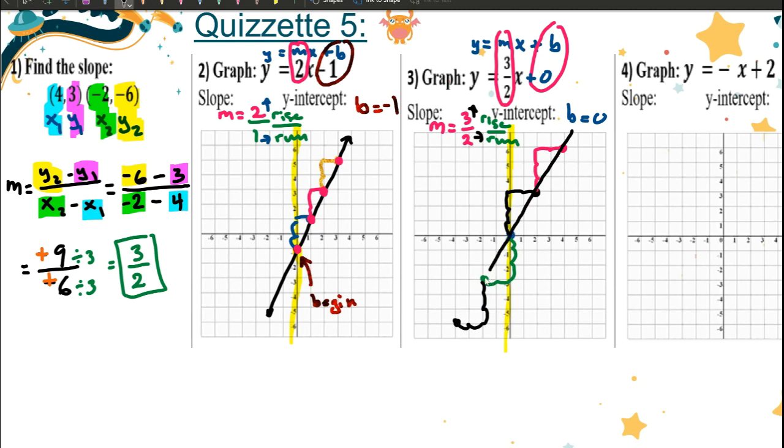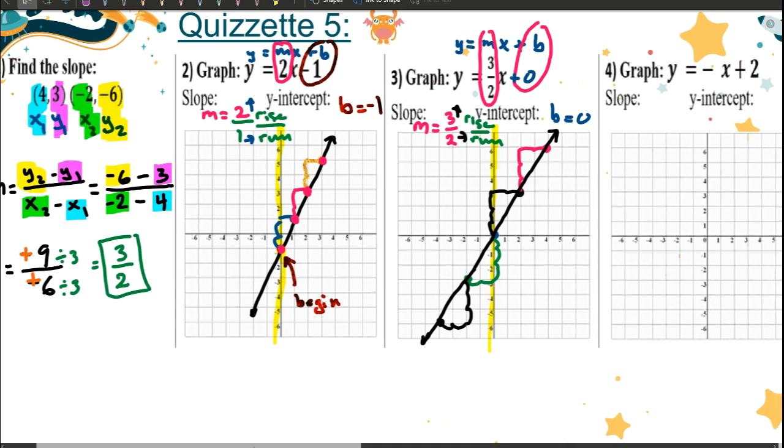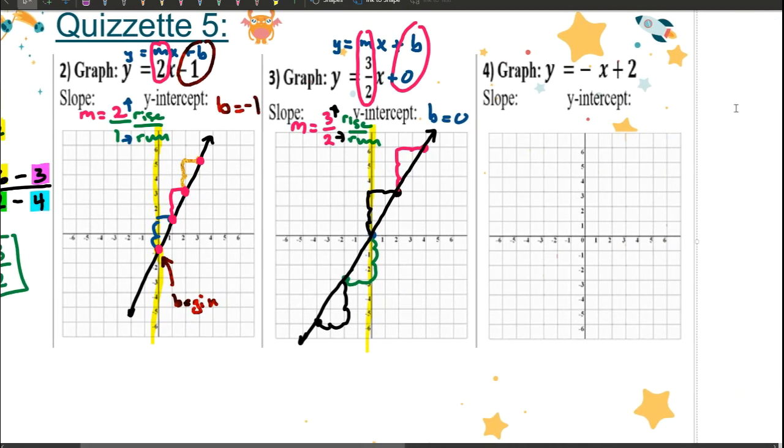Again, what I just did is the reverse of the pattern. Instead of going up, you go down. Instead of going to the right, you go to the left. The opposite of the pattern. Alright, so last one, number 4. I'm going to move the graph to the side a little bit. Let's see how I do it. Yes, it works. Okay.